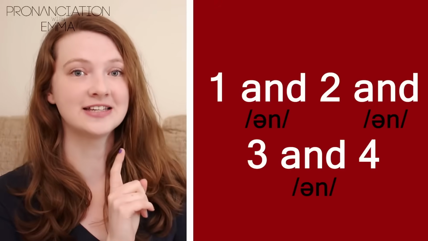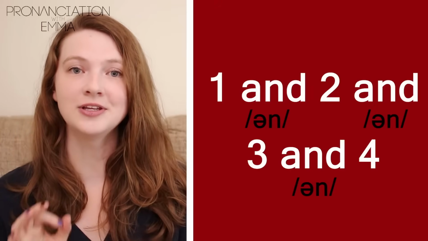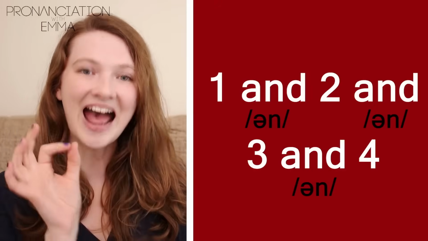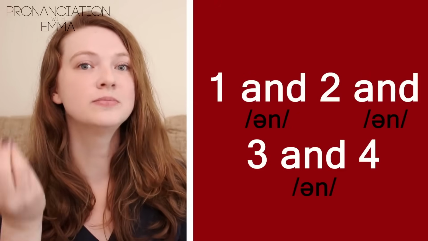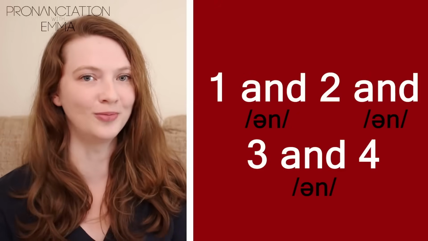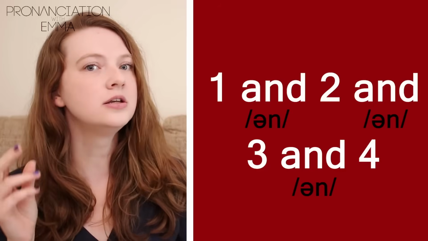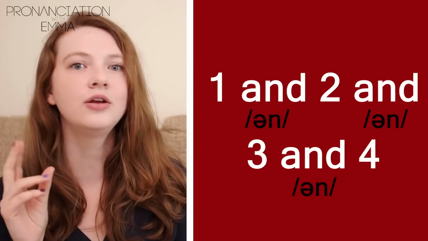I didn't stress "and." I only stressed the numbers. And was weakened to "n." So not "and," but "n." We're using a weak form here. 1 'n' 2 'n' 3 'n' 4.